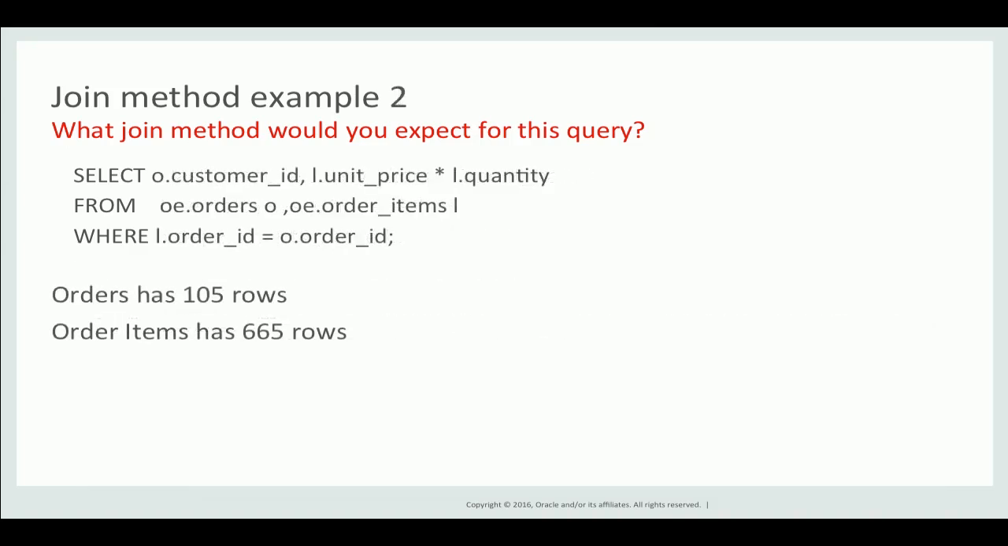All right. Don't worry. Time to redeem yourselves. Another go. No. Orders and order items this time. Orders has 105 rows. Order item has 665 rows. We did remember the join condition, so it's an equality join condition. What are you going with?